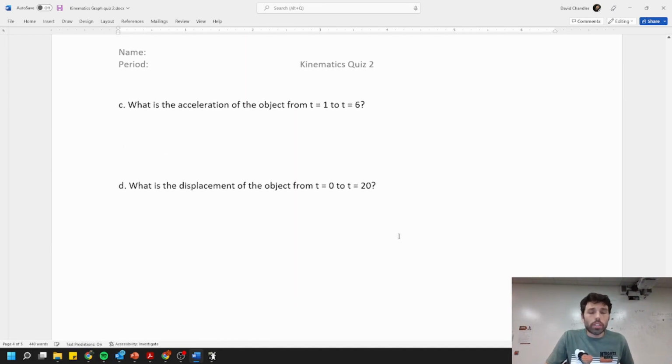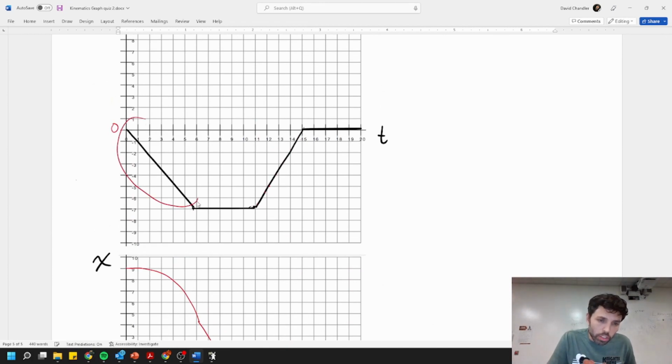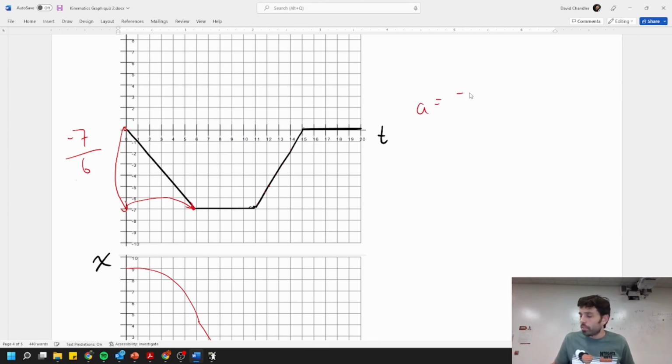What is the acceleration of the object from t equals 1 to t equals 6 seconds? So that's this line segment up here. On a velocity time graph, we find the acceleration by finding the slope. The slope is going from here to here. It goes about down 7, so the rise is negative 7, divided by the run, which is 6. So negative 7 over 6, 7 over 6 is 1.17. So the acceleration is negative 1.17 meters per second squared.